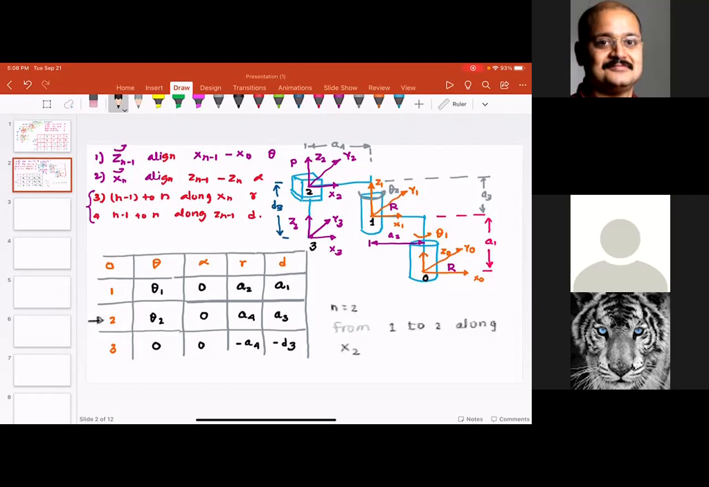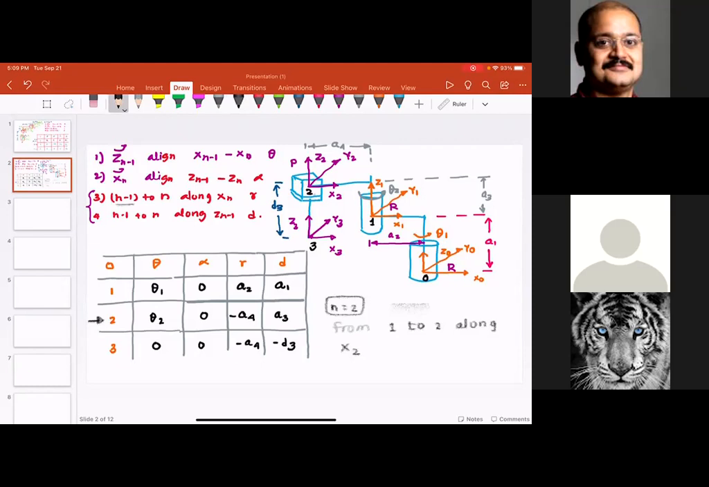All right, I'm on number 2. So n is equal to 2. I need to go from n minus 1, from 1 to 2, along X2. In what direction should I be going? Oh, actually negative. You're right. I made a mistake. Okay, correct. That's okay. I make mistakes just to make sure my students are following.